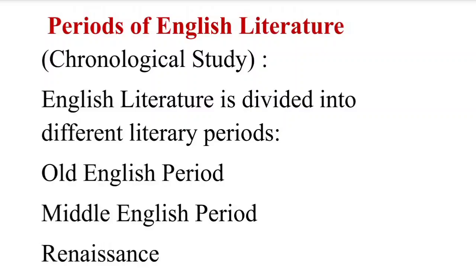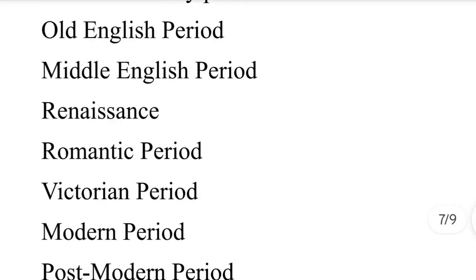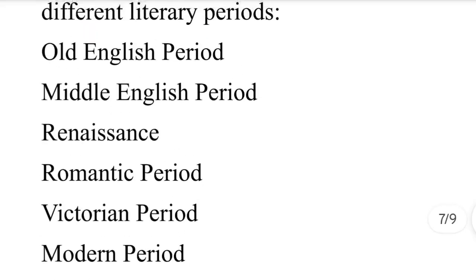English literature is divided into different literary periods. There is the Old English period, the period from 450 to 1066. And then the Middle English period, Renaissance, Romantic period, Victorian period, Modern period, and Postmodern period.